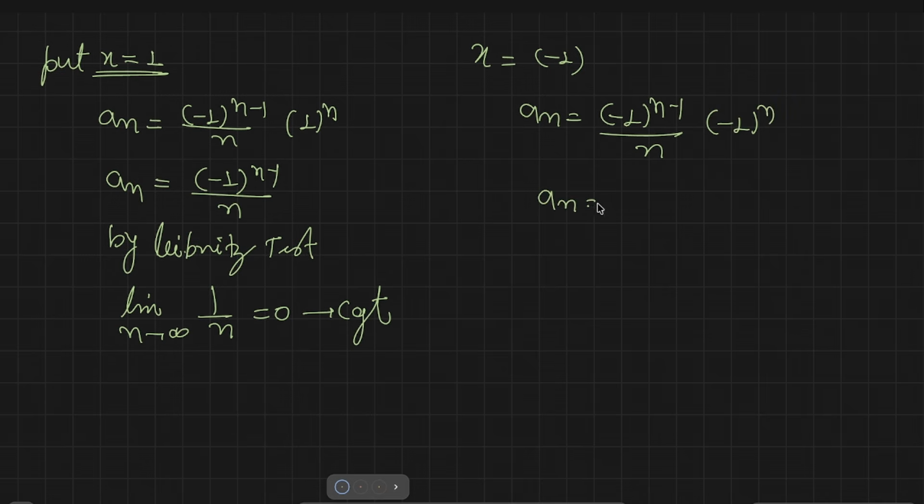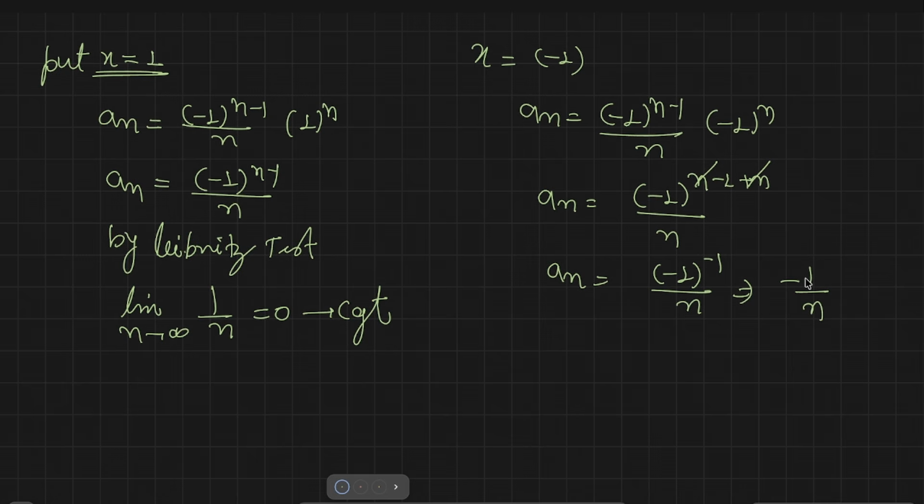So aₙ is equal to (-1)^(n-1) + n. This will get cancelled, divide by n. So aₙ is equal to (-1)^(n-1)/n, which means it is -1/1. Now it is a positive term series, or rather, it is not an alternating series.